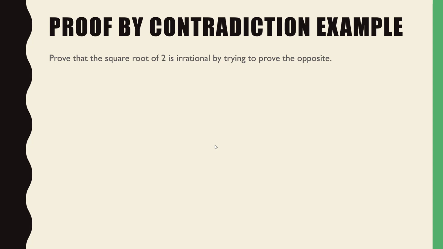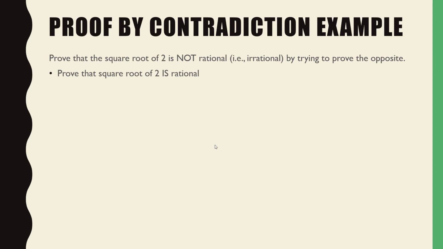So, contradiction. I'm going to try to prove that the square root of 2 is rational. I'm going to say it is, right? So let's start off with this. This is our definition: the square root of 2 is equal to a over b, because that's a rational number, where b is a non-zero value. Agreed that's a rational number?